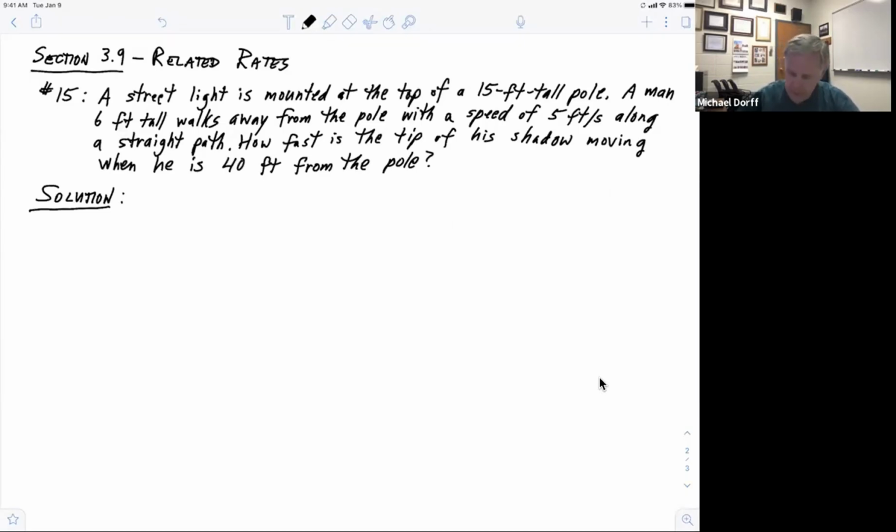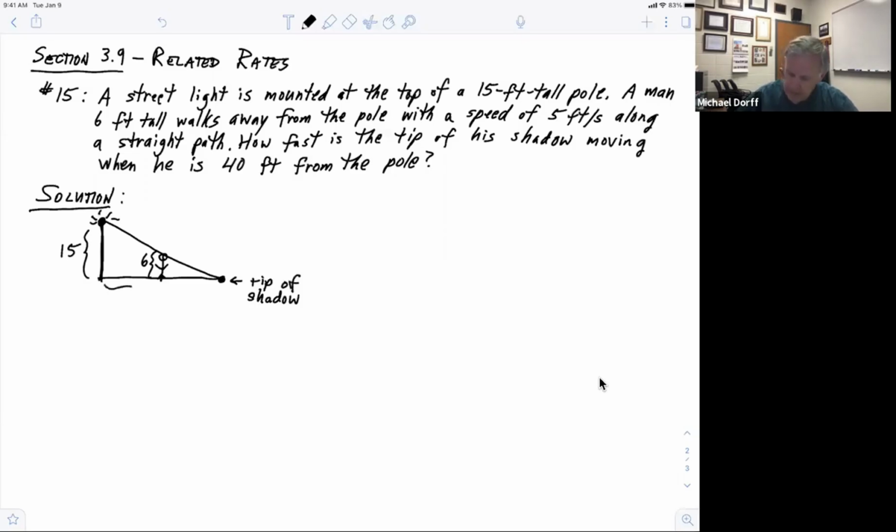So the first thing I would do on this one is draw a diagram, because I think it will help me understand what I need. So say here's the pole with the light there. So we know that this is 15 feet. And here's the man, and we know that he's 6 feet. The tip of his shadow here is at this point. And we also have that the man walks away from the pole at 5 feet per second.